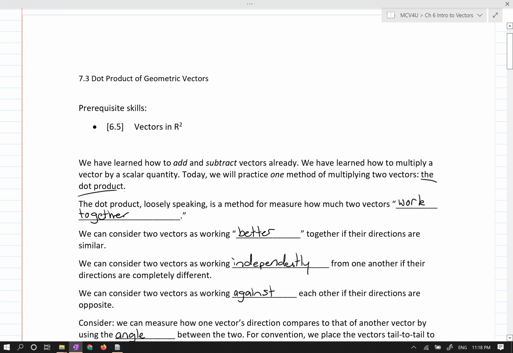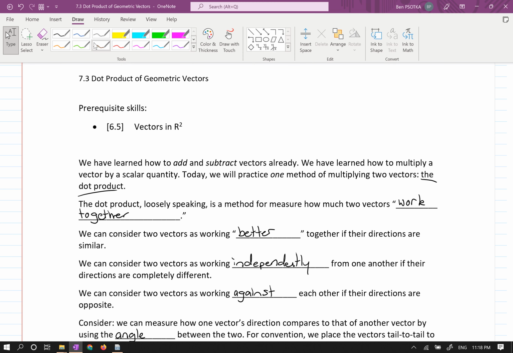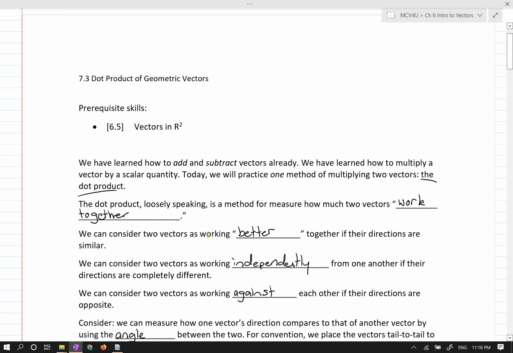Now, a dot product on the whole is a way to measure how well two vectors work together. And that really means, I guess, how much two vectors agree. So if we consider two vectors, then we would say that they work a little bit better together if their directions are similar.